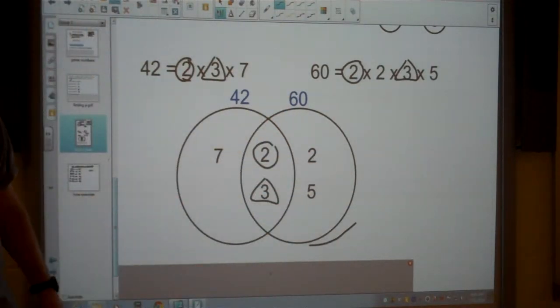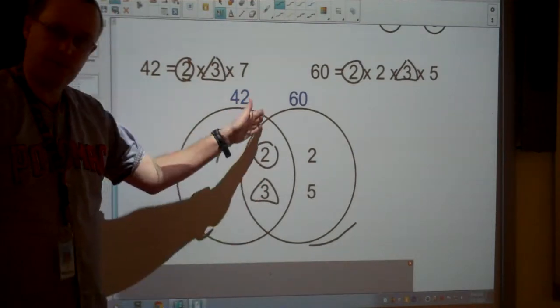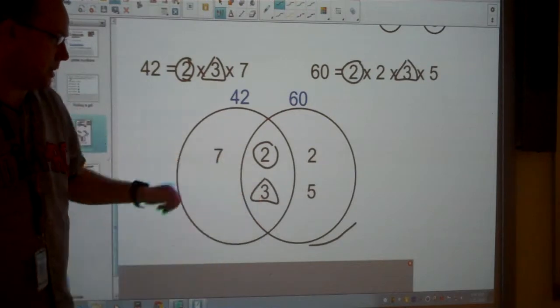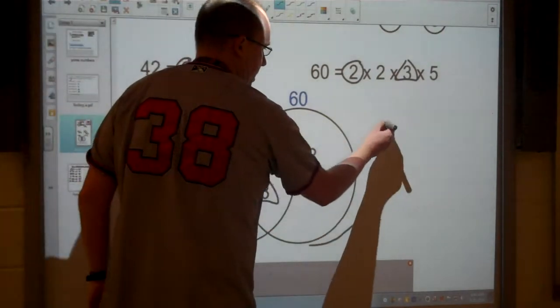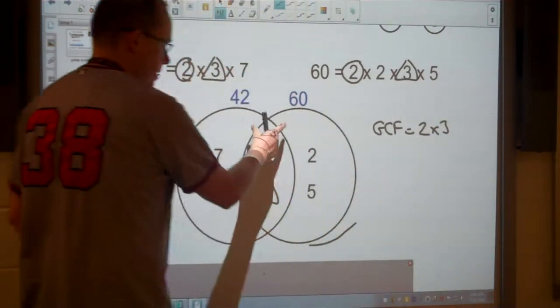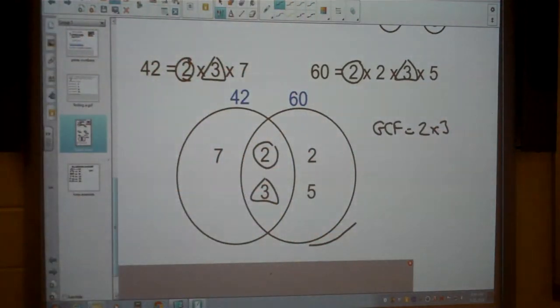Now the reason I've done this as a Venn diagram is, if you look at the intersection where these two numbers lie, if you multiply these two numbers together, 2 times 3 is 6, and that's actually how you find the GCF. You look for the numbers that appear in the intersection and you multiply them together.